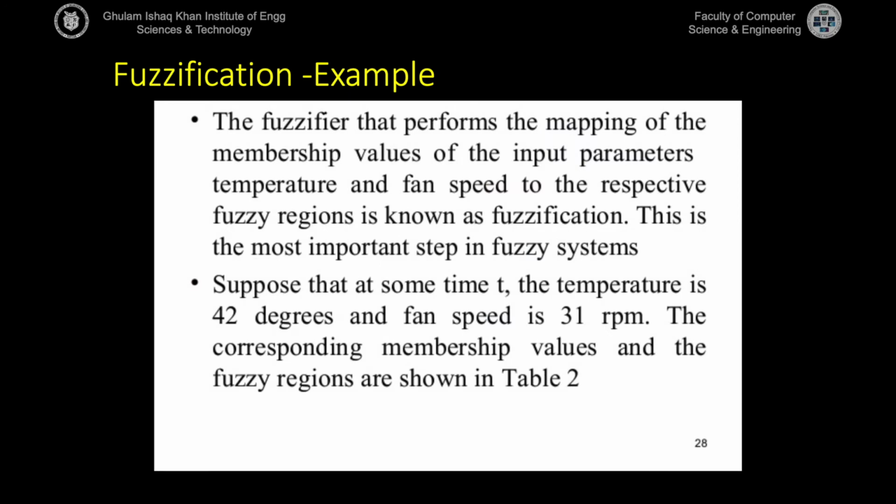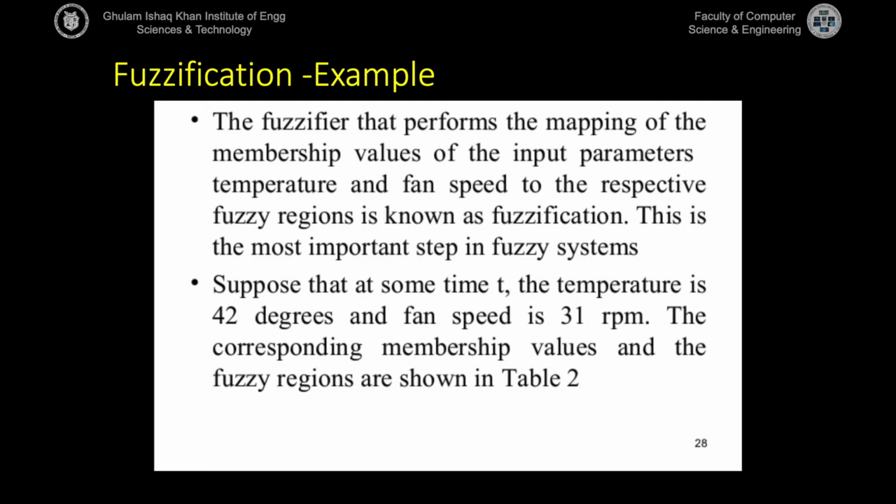Okay, so here's a small example. The fuzzifier that performs the mapping of the membership values of the input parameters, that is temperature and fan speed, to the respective fuzzy regions is known as fuzzification. That's the first step. It basically uses the input parameters, takes a crisp value from them, and converts them into their fuzzy values by mapping the membership values of the input parameters. And this is the most important step, of course, in fuzzy systems, followed by the defuzzification that's done at the end and the decision making in the center.